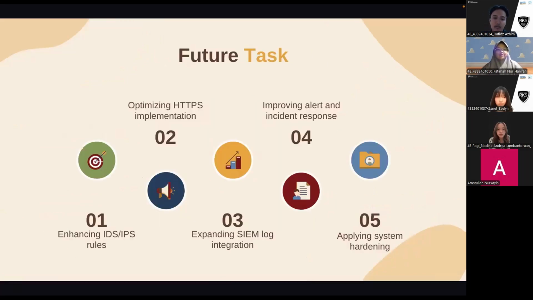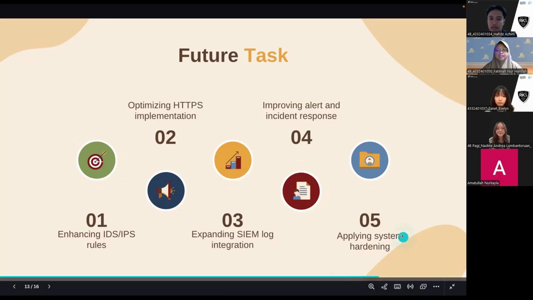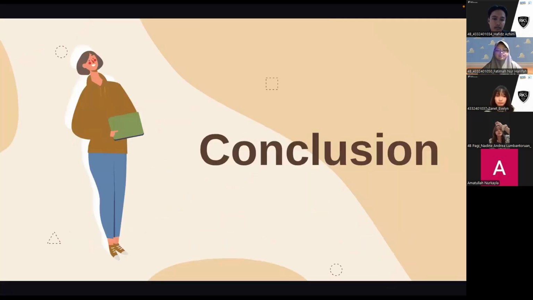For future development, we plan to improve IDS and IPS rules to increase detection accuracy and minimize false positives. We also plan to expand SIEM log integration, optimize HTTPS implementation, improve alert and incident response mechanisms, and apply additional system hardening across all infrastructure layers.